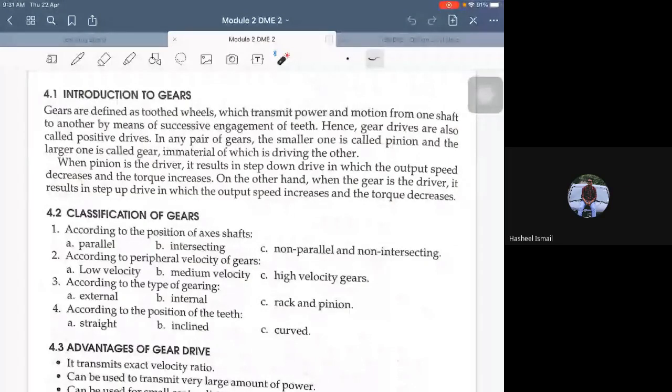Very good. So as I told you in the last class, we will be starting with the gears. Gears are very important, covering almost 40% of your DME2 syllabus. You can attend two module questions from the gears itself. Totally, we'll be studying four different gears here. Number one is spur gear. Second is helical. Third is bevel. And fourth is worm. If you study all four gears, the 40 marks are in your pocket.